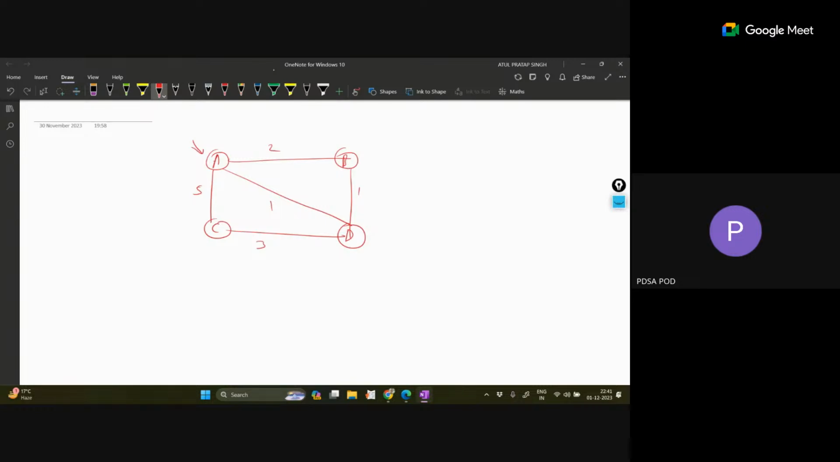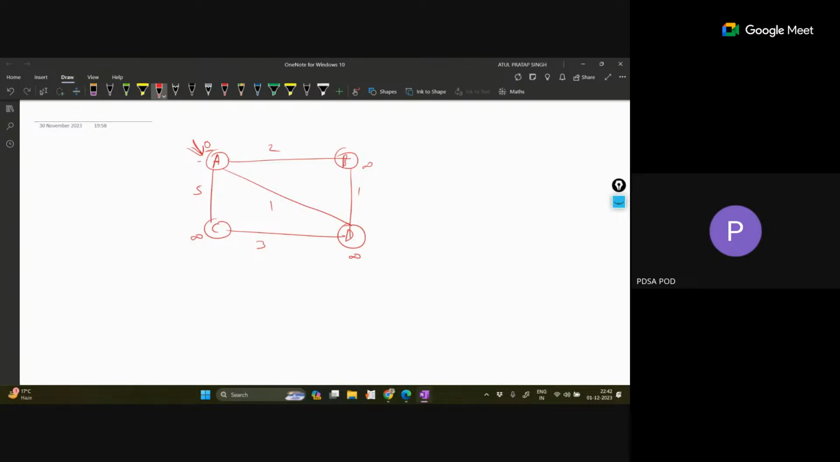First, the Dijkstra's algorithm process. I'm just explaining. Dijkstra's algorithm finds the shortest path from a single source. If we take A as the source, we check the shortest path from A to all nodes B, D, C. The process is that we initialize the source with 0 and the others with infinity. After that, we select the vertex with the minimum distance. Right now you can see that A has the minimum distance, 0.